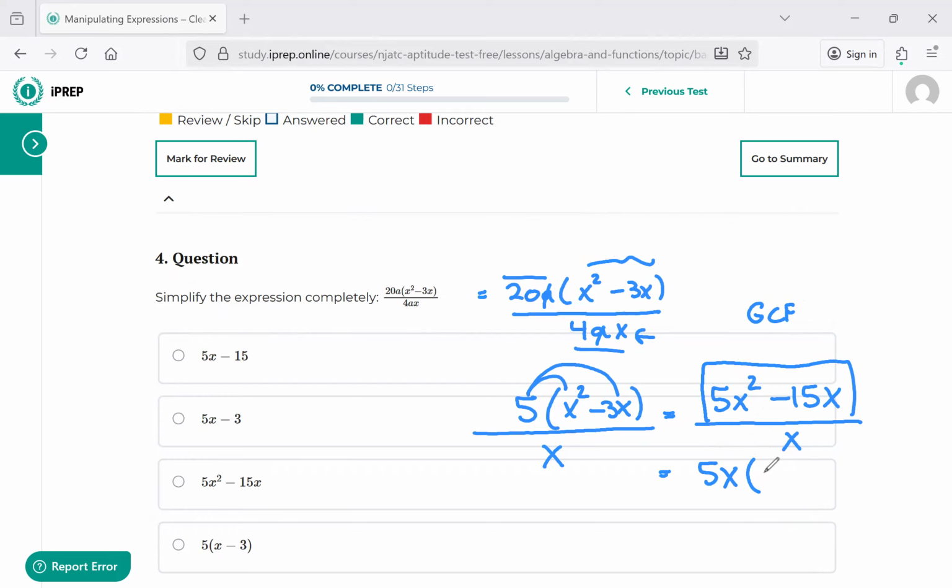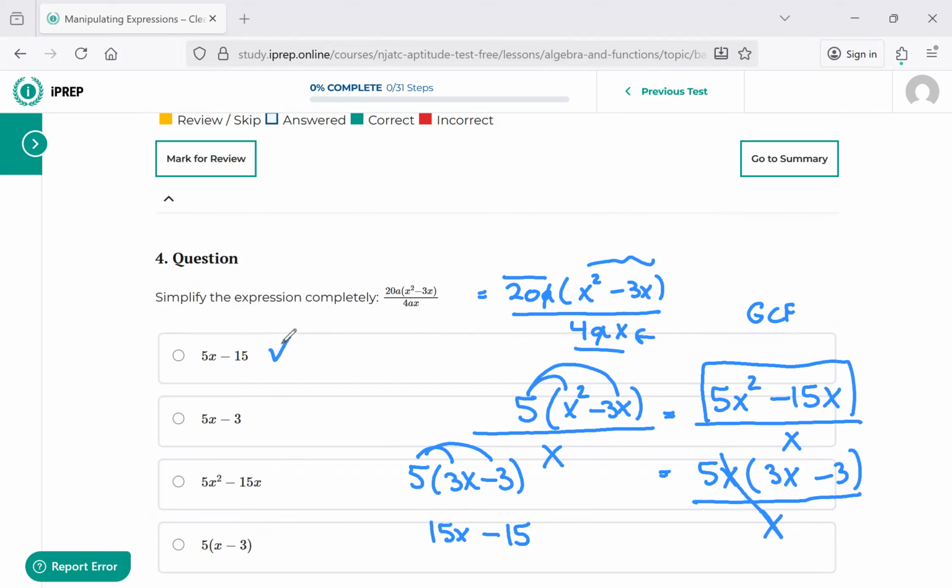So now this becomes a 3x, right? And then this would be a negative 3. And then it's all over x. And the x cancels. So you're left with 5 times 3x minus 3. And then you don't see your answer because they probably want us to FOIL it out. So 5 times 3x is 15x. And then 5 times negative 3 is negative 15. So it's 15x minus 15, which is that one.